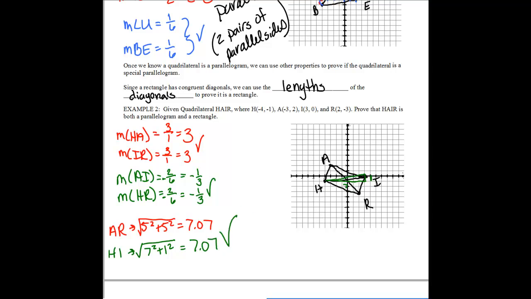So yes, this is a rectangle as well as a parallelogram. Two pairs of parallel sides make it a parallelogram, and two congruent diagonals make it a rectangle.